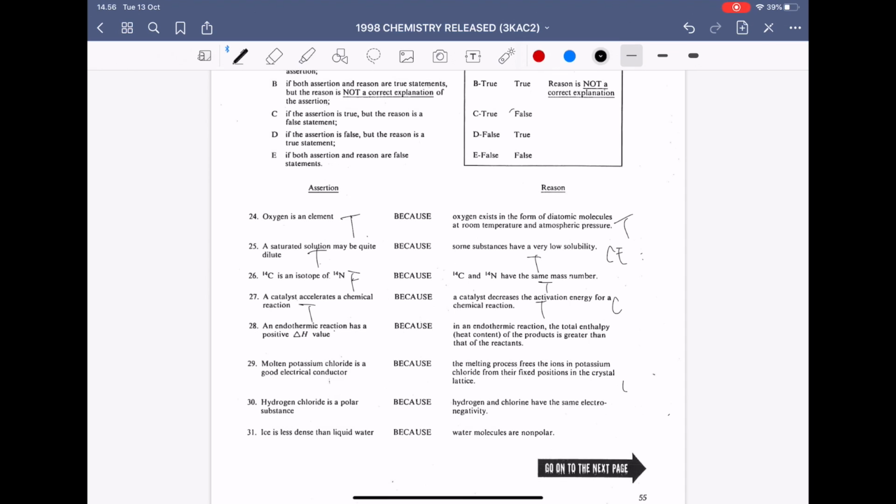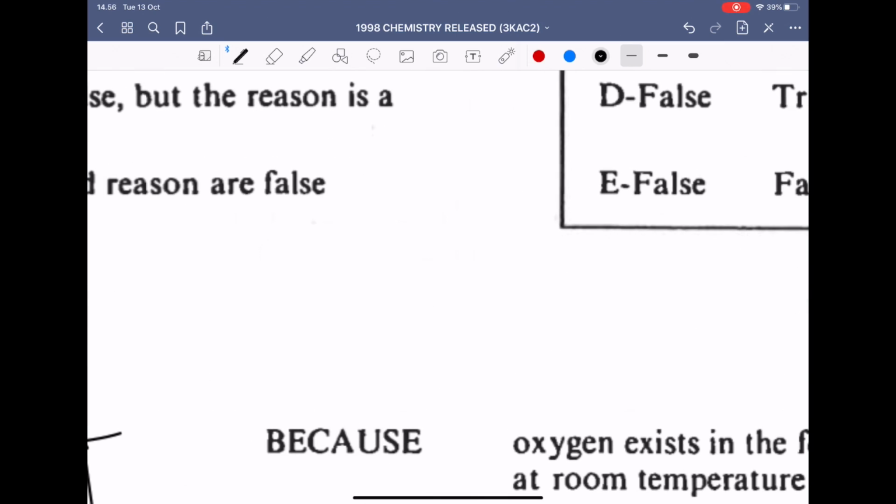Number 28, sorry. An endothermic reaction has a positive H value, a positive enthalpy value. That's true. In an endothermic reaction, the total enthalpy of the product is greater than that of the reactants. So this is also true. True to C. And that is because if we just draw the diagram again.